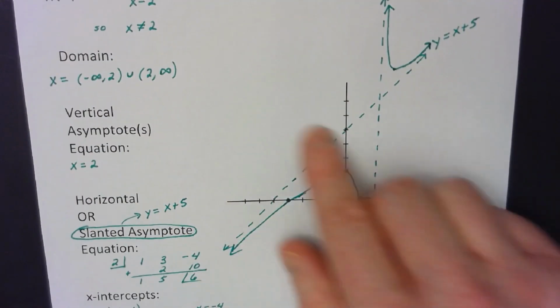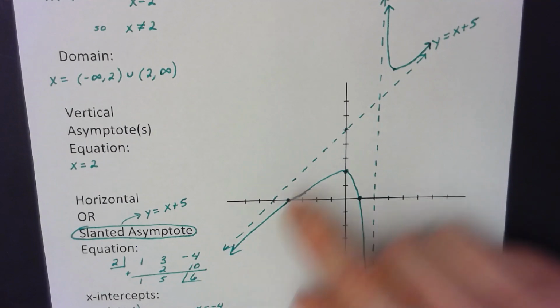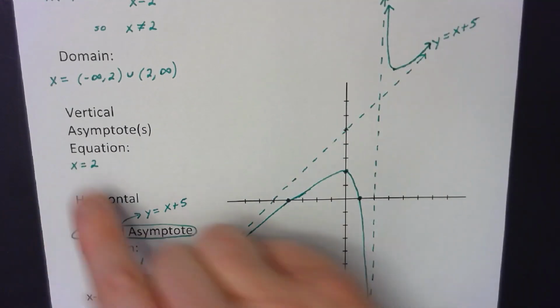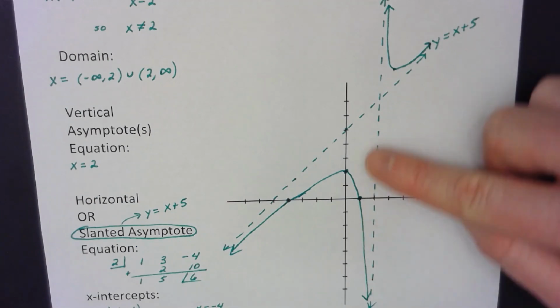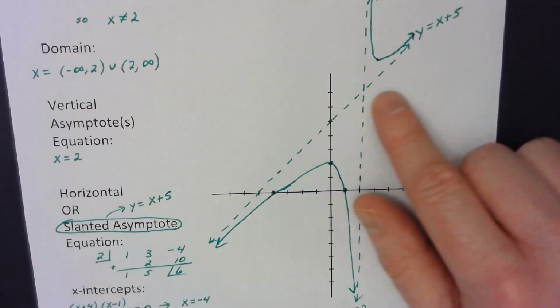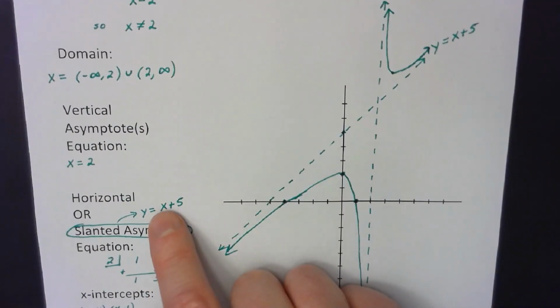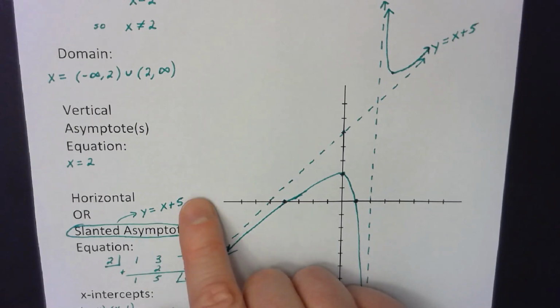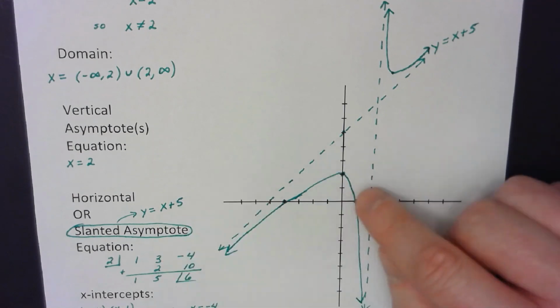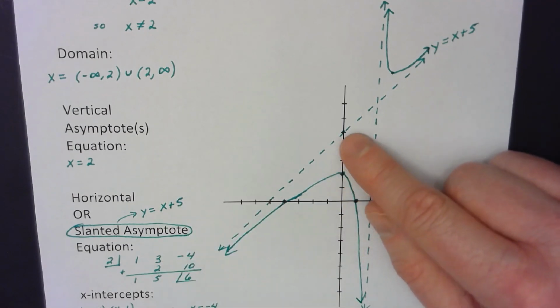So before I started connecting any curves, the first thing I did was graph the asymptotes. I knew I had a vertical asymptote at x equals 2. I drew it in with a dashed line there. And then I knew I had a slant asymptote at the diagonal equation, y equals x plus 5. You should know very well how to graph that. y equals mx plus b. It's just a line with a y-intercept of 5, 1, 2, 3, 4, 5, and a slope of 1.